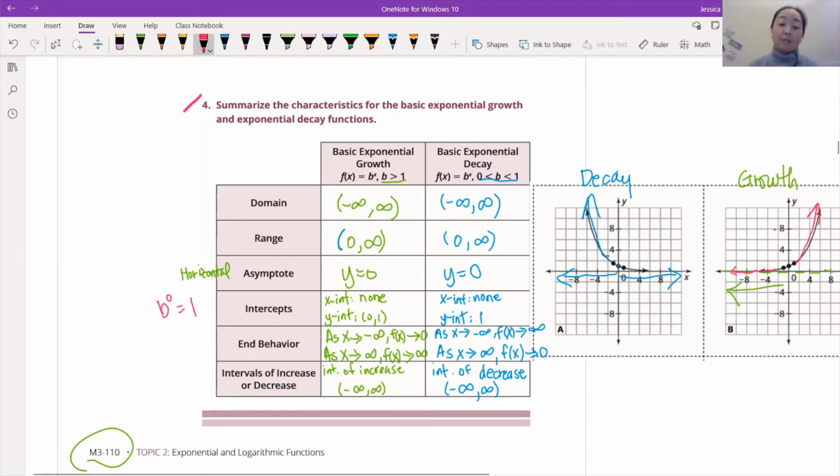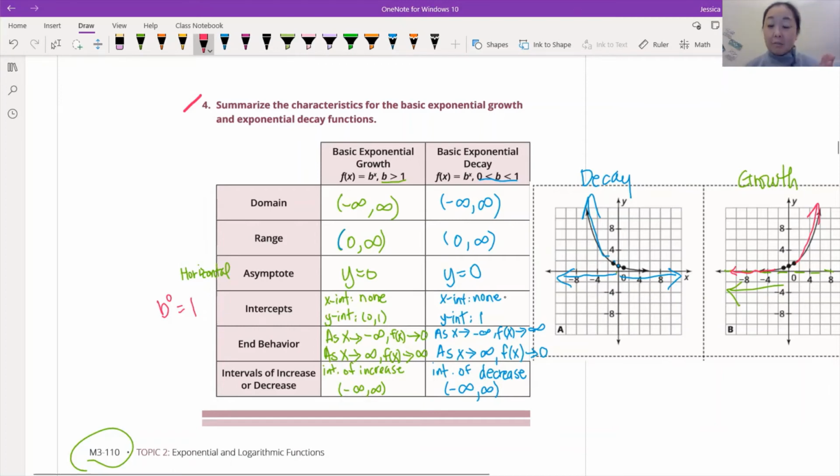All right, and so we're doing the same thing for the decay. Obviously, if the right one is growth, the other one's got to be decay, right? So notice it's going down. We always go from left to right, and so it's decreasing like this. And then, yep, domain and range, still the same. Still negative infinity to positive infinity. And then the range, as low as it's going to go is at 0, and then it goes all the way up.